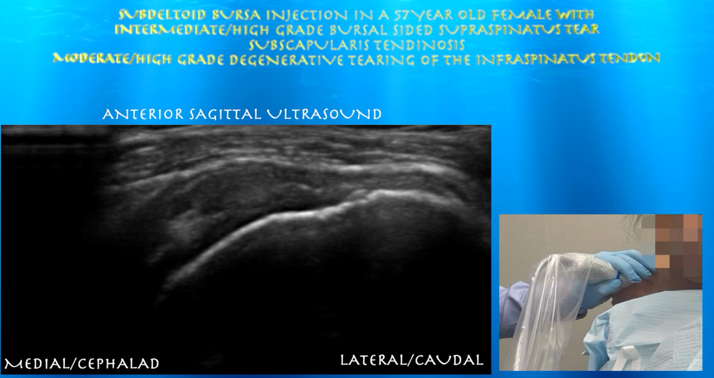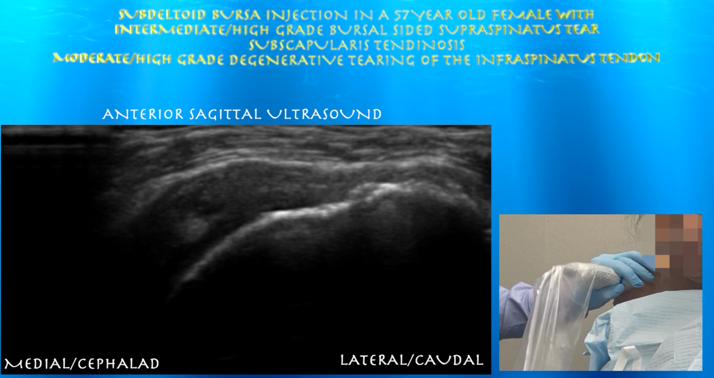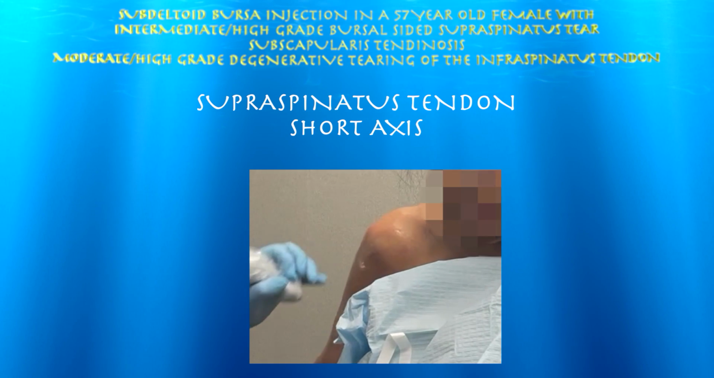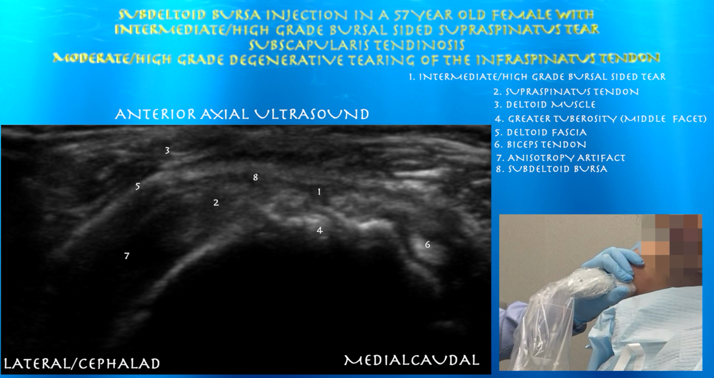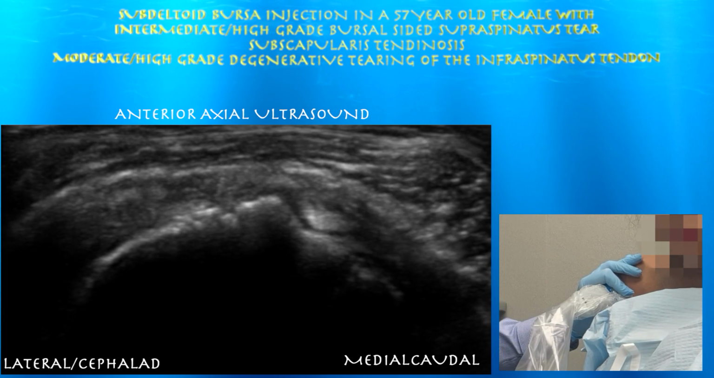Here we're basically at the middle facet of the greater tuberosity. Now we're going to look at this in a short axis view. Again, you can appreciate the significant irregularity of the greater tuberosity. You can see the dimpling or concavity of that supraspinatus tendon where the bursal sided tear is located.